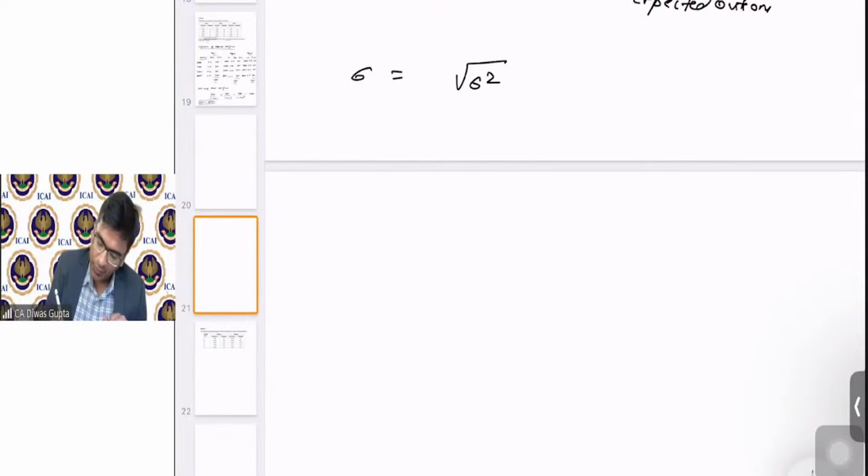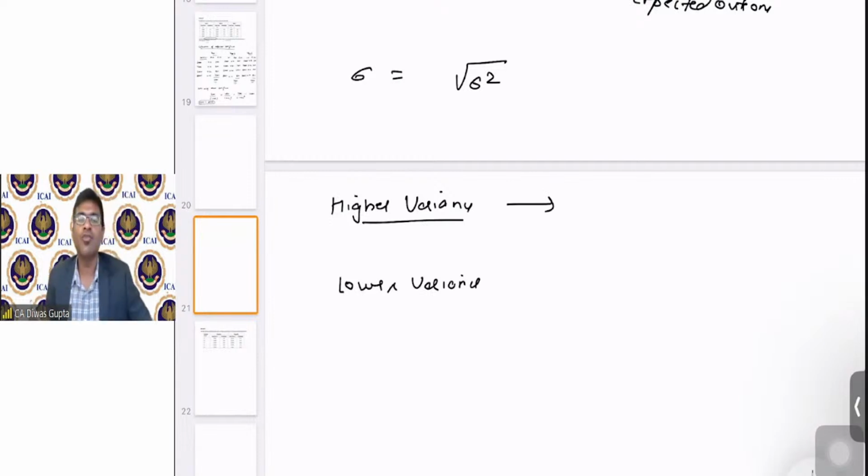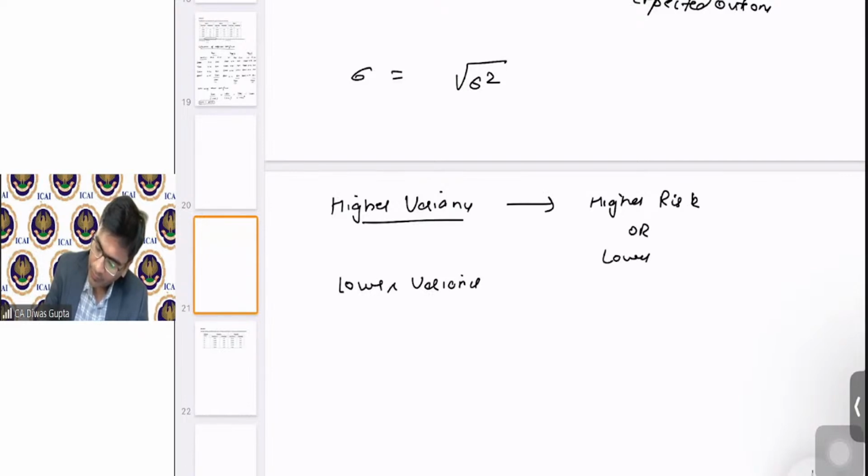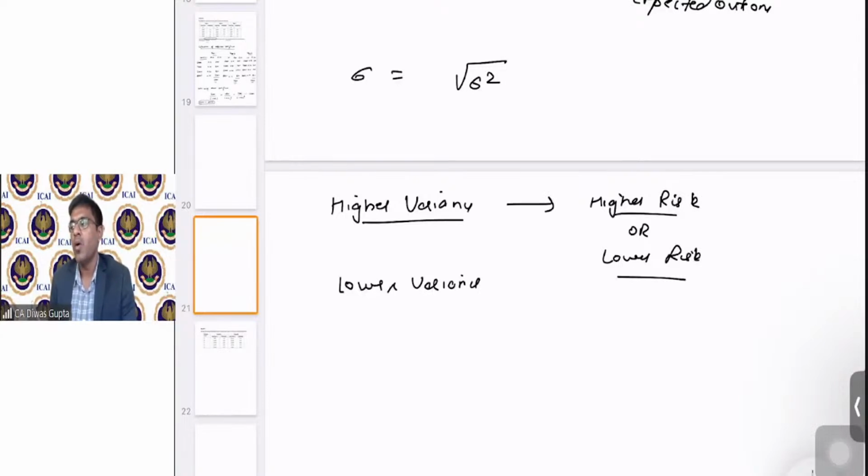Now, can anyone tell me, if higher variance is there or lower variance is there? First of all, let's talk about higher variance. Will higher variance denote higher risk or lower risk? Students, can you please attempt this? If variance is higher, whether it will mean the risk is higher or risk is lower. Yes, students, please attempt this. Please help answer on this.